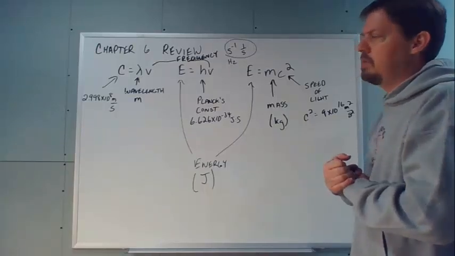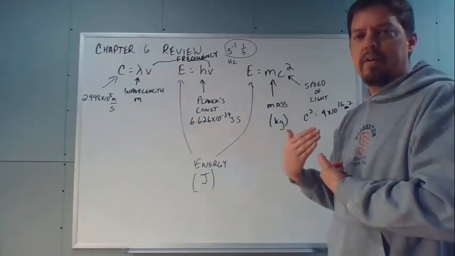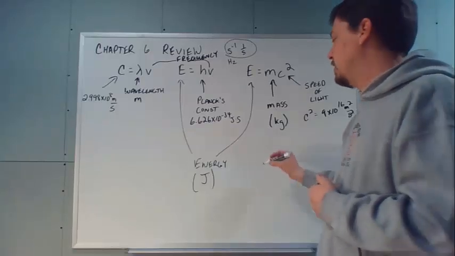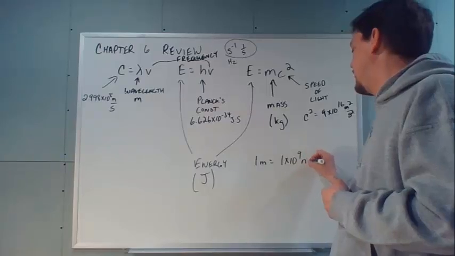You should also know that the colors of light are red on the low end and violet on the high end, and that the conversion from meters to nanometers is 1 meter equals 1 times 10 to the 9th nanometers.